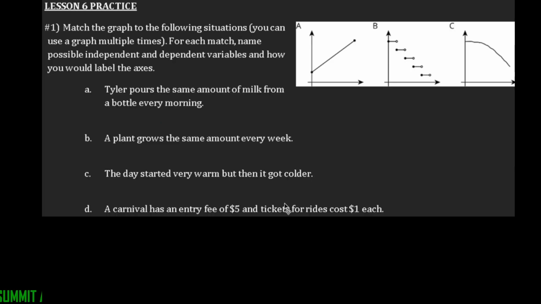Towards the bottom, on the front, now on the practice problems, it says match the graph to the following situations. And we can use that graph multiple times. For each, match the name of a possible independent and dependent variable and how you label those axes. So again, make sure you remember we're saying x is going to be our independent and y is going to be our dependent.